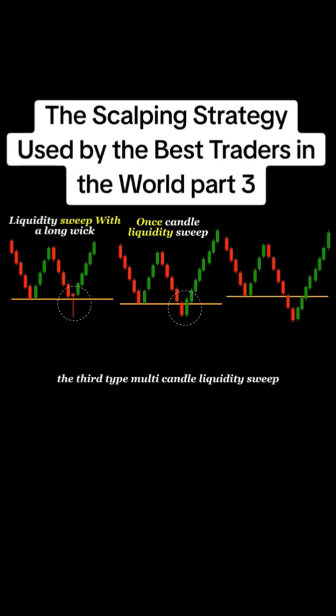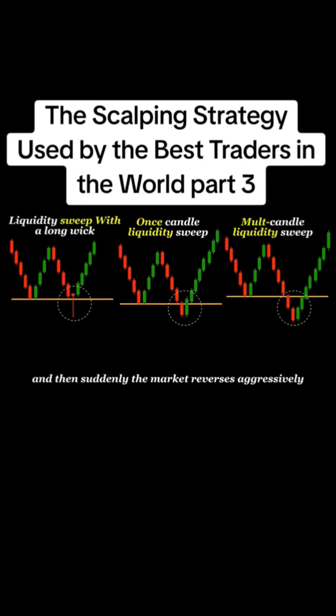The third type, multi-candle liquidity sweep. This is one of the strongest forms of liquidity manipulation. Instead of creating the sweep with one candle, the market slowly pushes beyond the level using multiple candles. This movement encourages more traders to believe the breakout is real. More breakout traders enter the market. More stop losses get triggered. And then suddenly, the market reverses aggressively and closes back above or below the level.